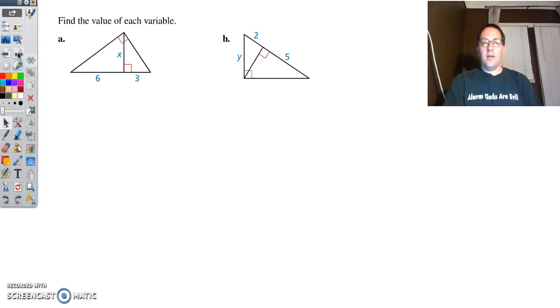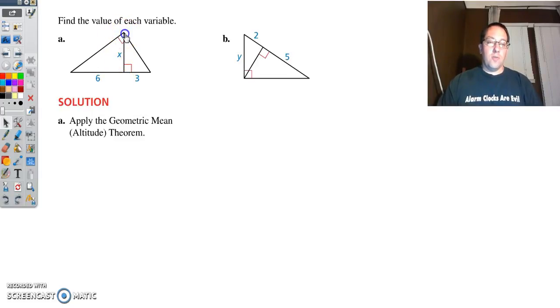So here we need to find the value of each variable. Okay, so on A, we're looking for the altitude. So we're going to use that altitude one. So the altitude is the geometric mean of these two segments that we form. Right? So that means x squared equals 6 times 3. Well, 6 times 3 is 18. Square root of 18 is the square root of 9 times square root of 2. So 3 square roots of 2.